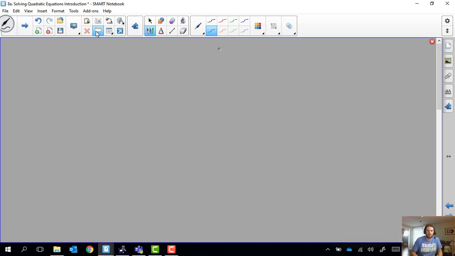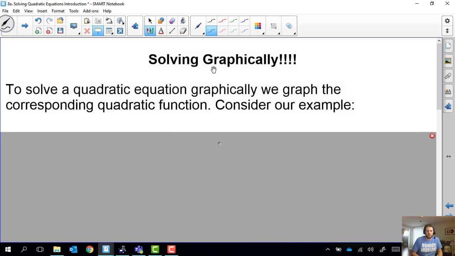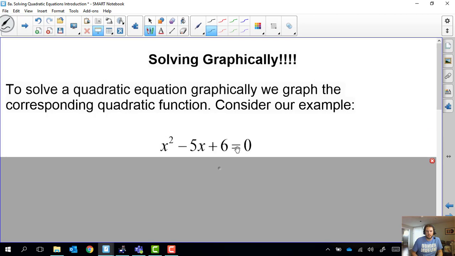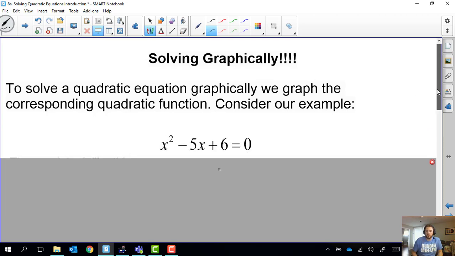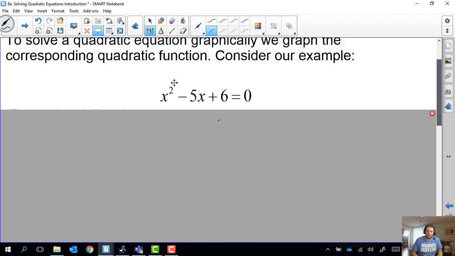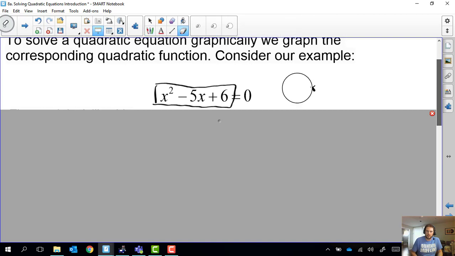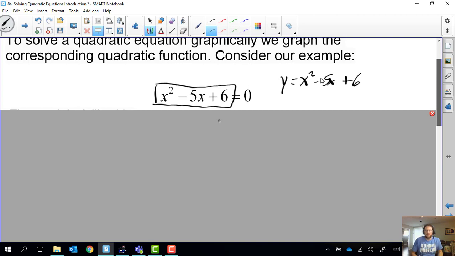So to solve the quadratic equation graphically, we graph the corresponding quadratic function. So again, we consider this example for a second. What we're going to want to do is take this expression, this part of my equation, and make a function that's equal to that. So make the function f of x or y. Well, here I'll use y just to make sure you guys are comfortable. So y equals x squared minus 5x plus 6, right? So we're going to graph this thing.